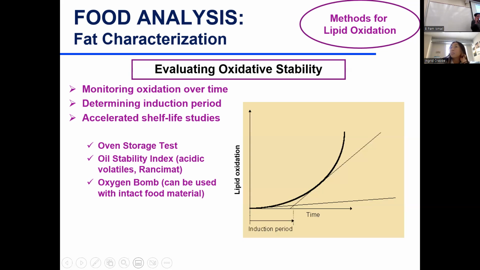Another one is the oxygen bomb. So you put your sample in a chamber, you pressurize that chamber with oxygen, you seal that chamber, you put it in a boiling water bath, and then you measure pressure. Whenever you have a sudden change in pressure or reduction in pressure, that means oxidation started, because oxygen is taken up when the oxidation occurs. So these are 3 methods.